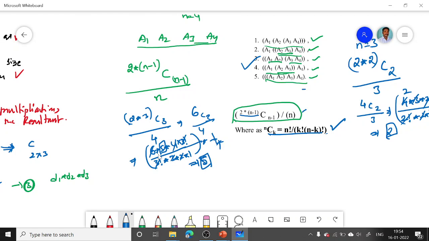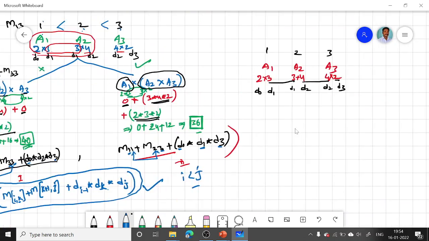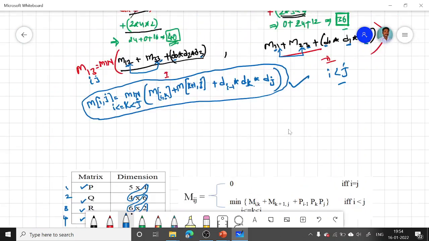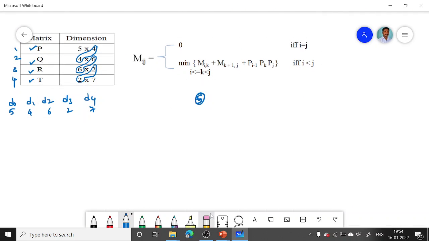So out of these 5, we don't know which possibility gives us the minimum number of multiplications. We want to find that. We want to find the minimum number of multiplications, and also we want to find for which possibility we will get the minimum number of multiplications. Okay, so for that purpose here I am going to use the tabular method. Already we know the tabulation method as well as memorization. Here I am going to choose the tabulation method.